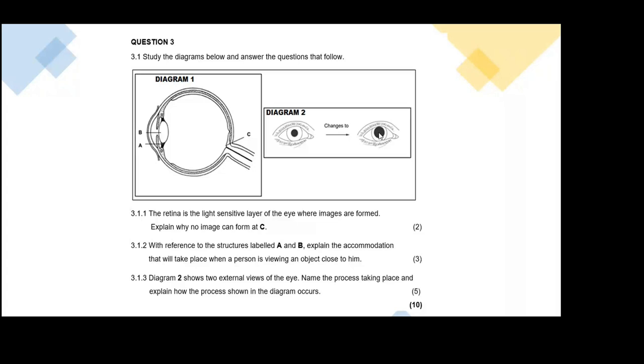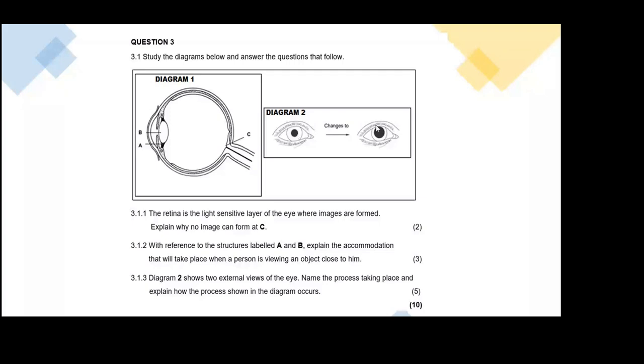And that is also laid out quite nicely for you. You would have been taught that. You are going from very bright light, when the pupil is small, the light is bright, to very dim light. So the pupil is a bit bigger, and then you have to explain what is taking place over those changes.